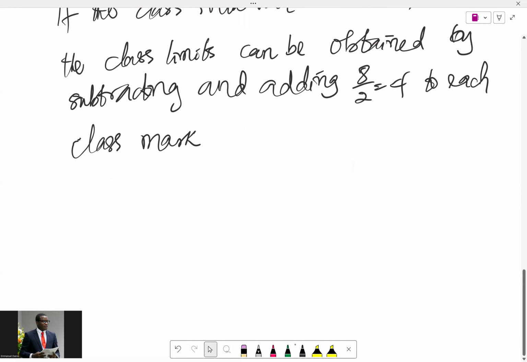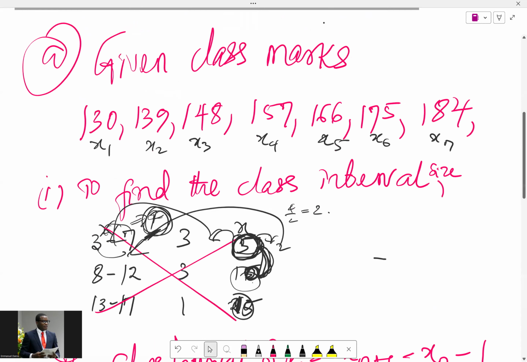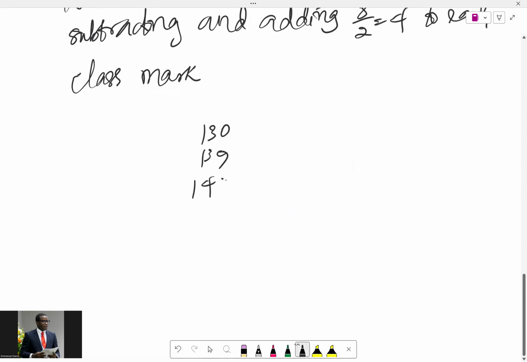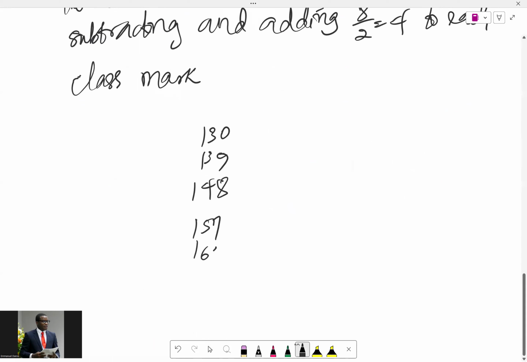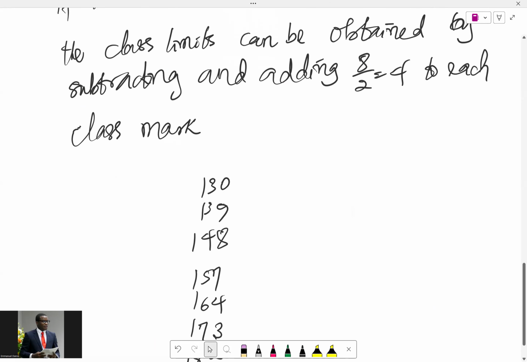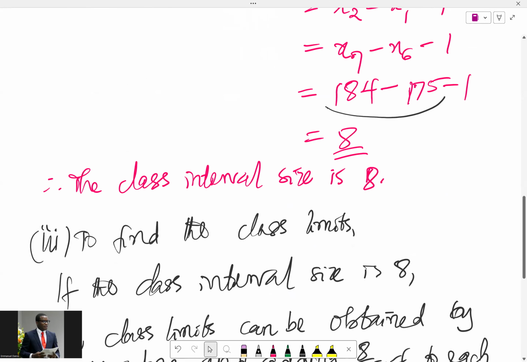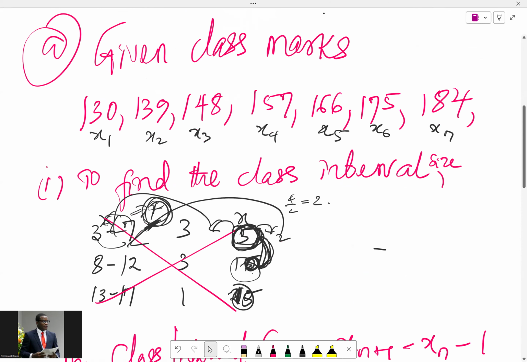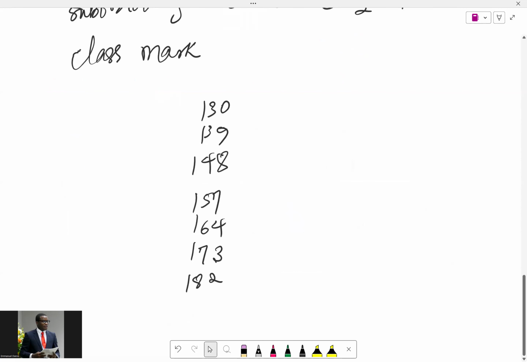So it means if you have 130, 139, 140, what are we doing? 130, 139, 148, 157, 166, 175, 184. Is that the idea? Is that what we have? Okay, this should be 166 actually. This is 166, 175, 184.